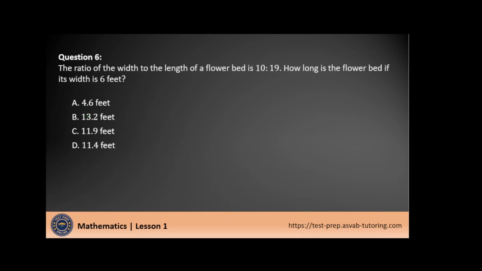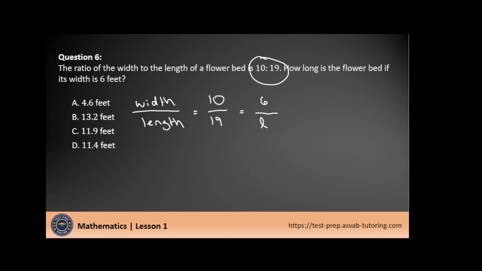Question 6, the ratio of the width to the length of a flower bed is 10 to 19. How long is the flower bed if the width is 6 feet? So we're talking about ratios here. Let's set up our ratio width over length. We know that's going to be 10 over 19. So we can always write a ratio like this as a fraction. How long is the flower bed if the width is 6 feet? So in our new scenario, the width is 6 feet, and we want to know the length, right?